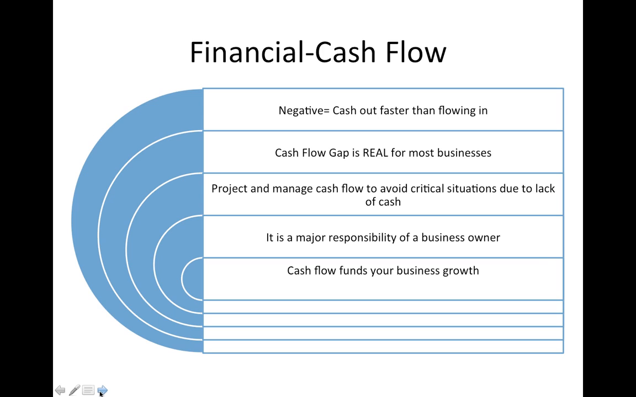Cash flow. Negative cash flow means that you've got it going out faster than it's coming in. That's not what we want to have happening, although that is a reality of business. It happens to every single business, and it happens more than once. A lot of times you're actually going to plan for that because it's part of a cycle within the business. The cash flow gap, this is what I'm talking about. This is real for most businesses, which means you've got periods of time that you have more cash going out than you have coming in.